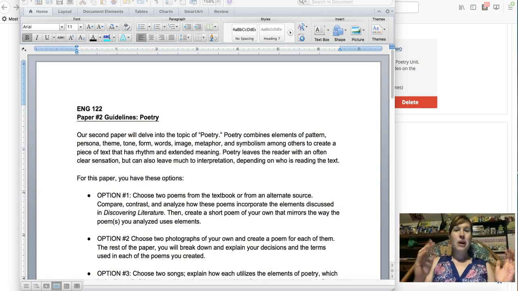Alright, so paper 1, hopefully you guys have submitted that. The papers are probably the most important parts of this class. They are the most points overall. That's not to say that your discussion forums and your other assignments aren't important, because they are. This class is kind of a collaborative effort. But your papers are very important, so you need to make sure that you submit those papers.